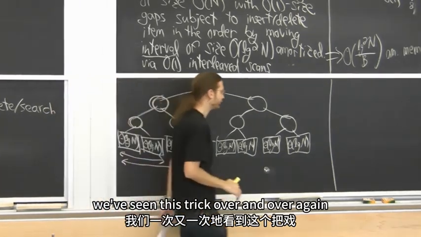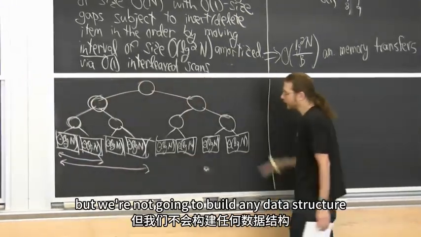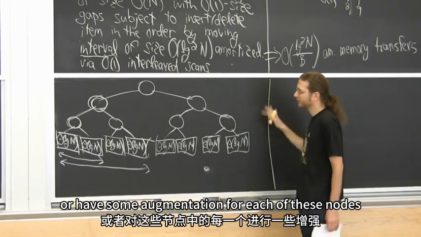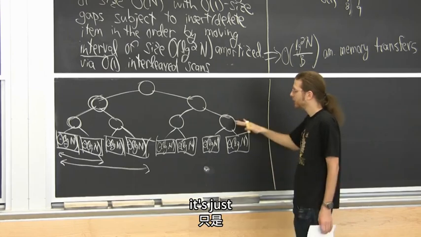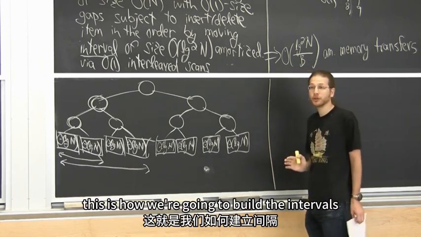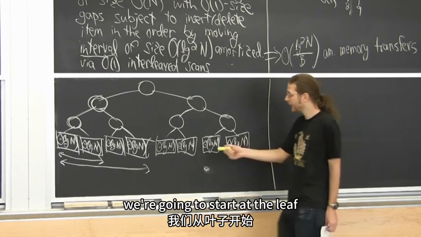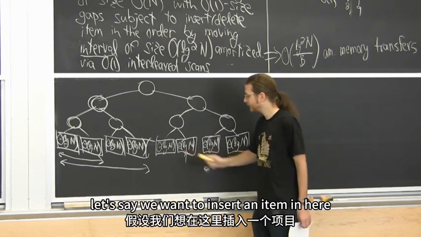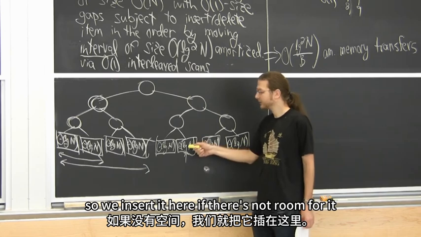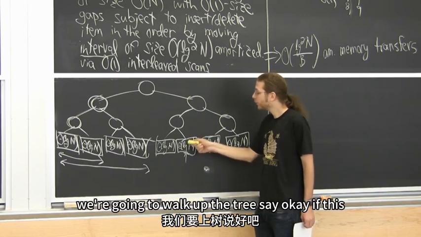We've seen this trick over and over again. But we're not going to build any data structure or have some augmentation for each of these nodes. It's just how we're going to build the intervals. We're going to start at the leaf. Let's say we want to insert an item in here. So we insert it here. If there's not room for it, we're going to walk up the tree.